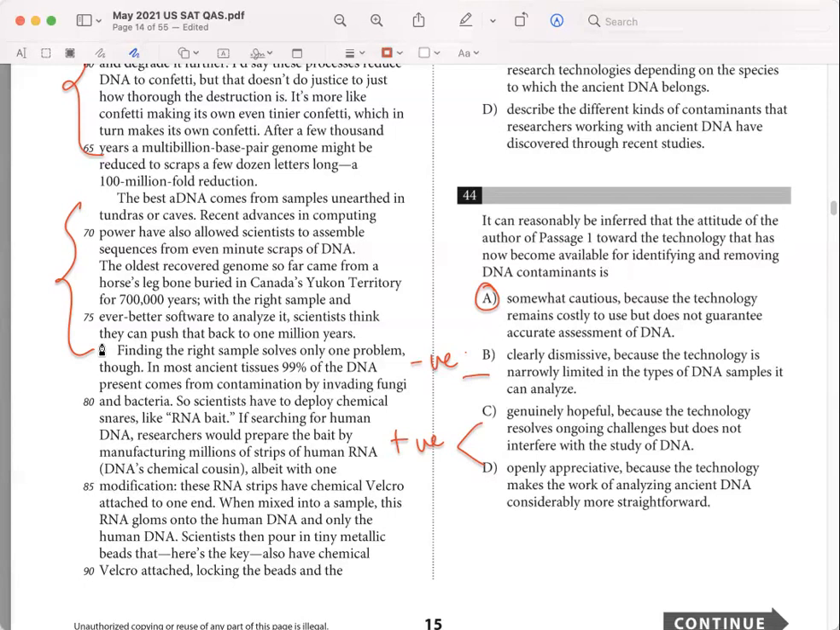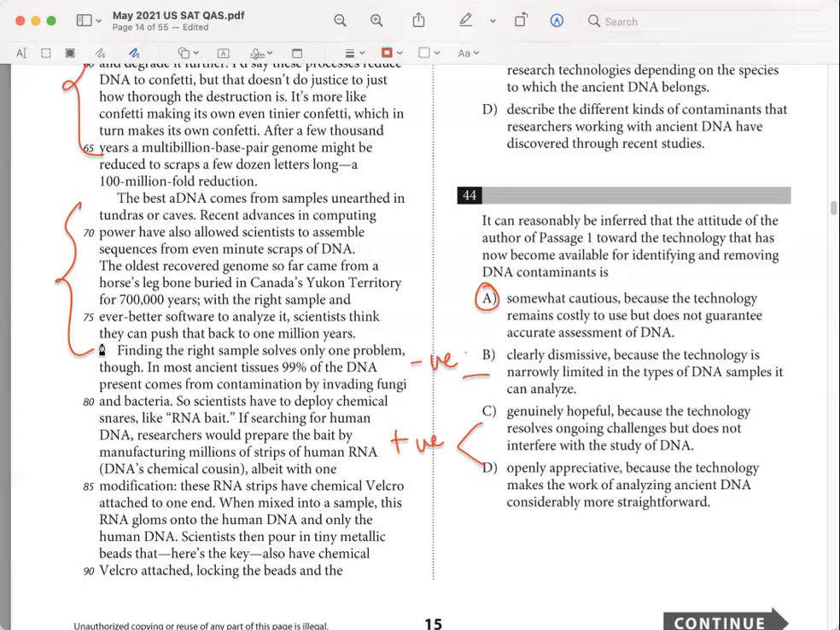So scientists have to deploy chemical snares like RNA bait. If searching for human DNA, the researchers would prepare the bait by manufacturing millions of strips of human RNA, DNA's chemical cousin, albeit with one modification. These RNA strips have chemical Velcro attached to one end. When mixed into a sample, this RNA gloms onto the human DNA and only the human DNA.